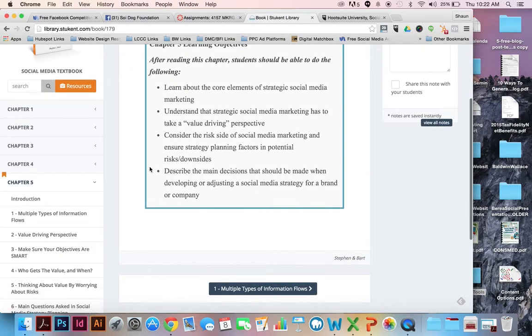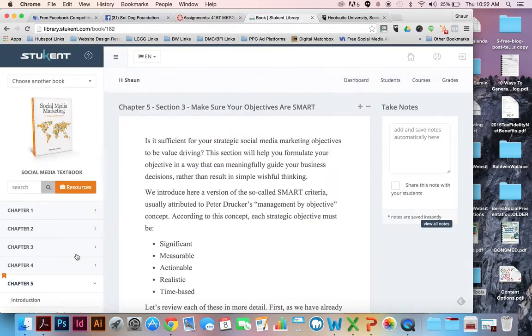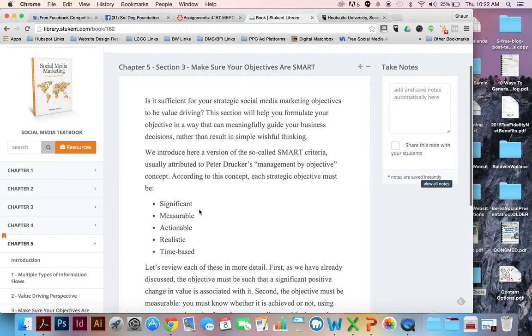And your SMART goals, your SMART objectives, they should be significant, measurable, actionable, realistic, and time-based. So when you put together this objective, this campaign, I need you to make a plan, and it has to be around these SMART goals. Okay? Why is this campaign? Tell me the idea behind it. Why is this significant? Okay? How are you going to measure the success of this campaign?